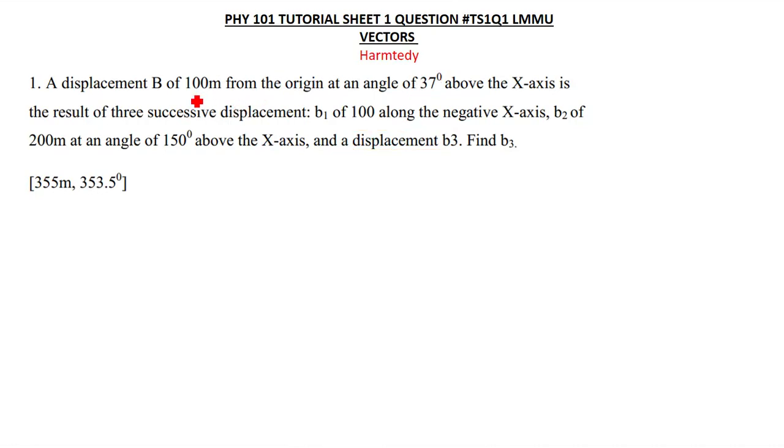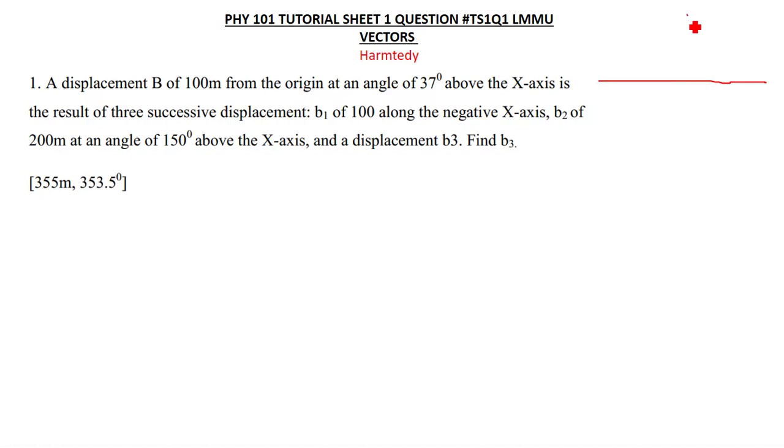So now the question says a displacement b of 100 meters from the origin at an angle of 37 degrees above the x-axis. So you can be drawing this. In physics, you don't just read questions, you have to be imagining and drawing them. At least you draw a free body diagram. Okay, so you're going to have something like this.